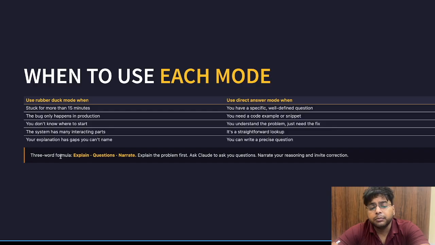So this is the 3-word formula: explain, question, narrate. First, explain the problem. Second, ask Claude to ask you questions. Third, narrate your reasoning and invite corrections. We can follow this, and it will solve most of the bugs we can find in any production system, or any system using any language.